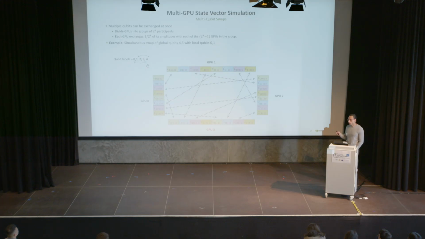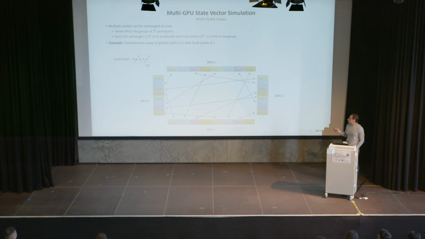In general, we can swap simultaneously k pairs of qubits. And in that case, the GPUs will be divided into groups of size 2 to the power of k. And then each GPU will exchange 1 over 2 to the power of k of its amplitudes with each of the other GPUs within the group. Here is an example of swapping global qubits 4 and 3 with local qubits 0 and 1.